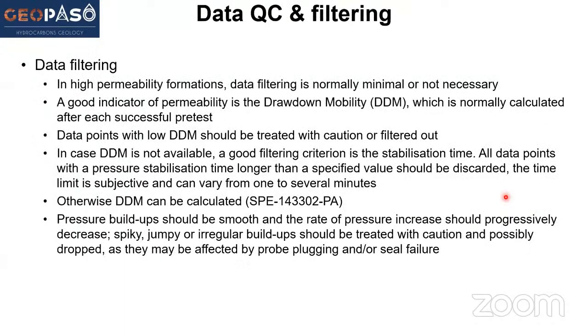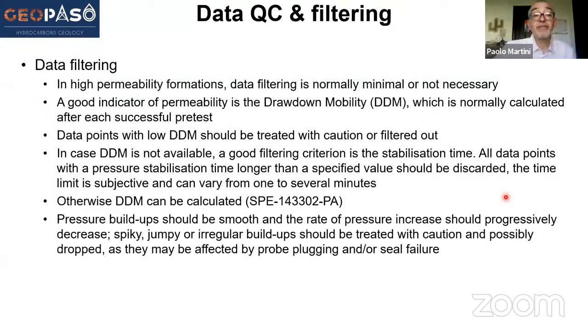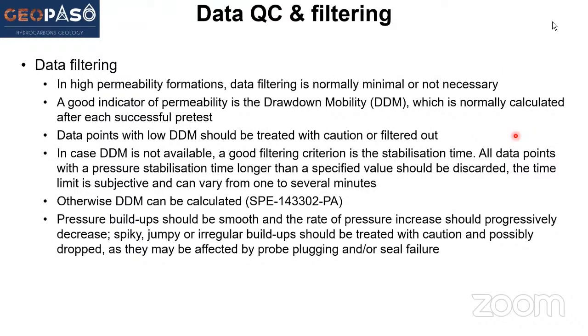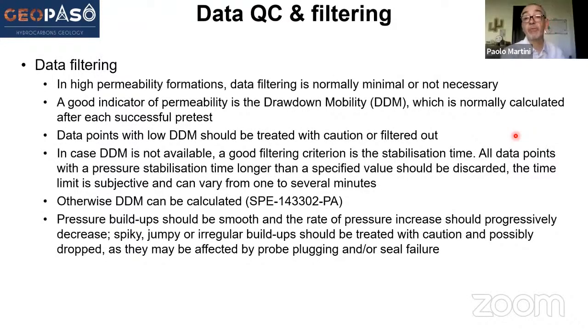Now, data filtering. In high permeability formations, data filtering is normally minimal or not necessary. A good indicator of permeability, which is the main instrument we have to filter data, is the drawdown mobility, which is normally calculated after each test.